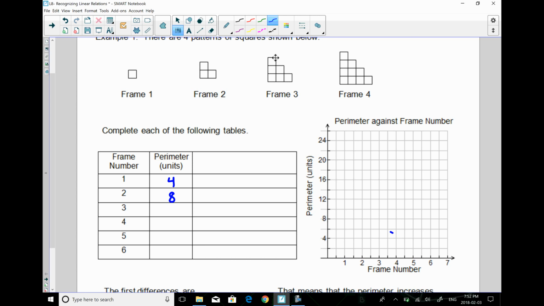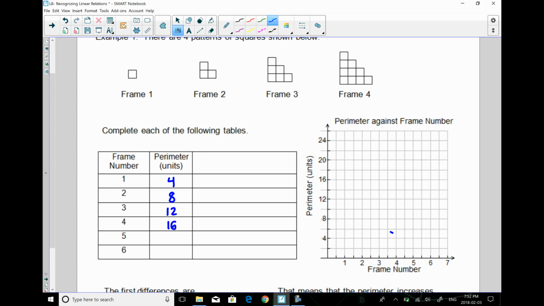In frame 3, if I were to count them, 1, 2, 3, 4, 5, 6, 7, 8, 9, 10, 11, 12. And in frame 4, it's 1, 2, 3, 4, 5, 6, 7, 8, 9, 10, 11, 12, 13, 14, 15, 16. So I should be able to continue this pattern.